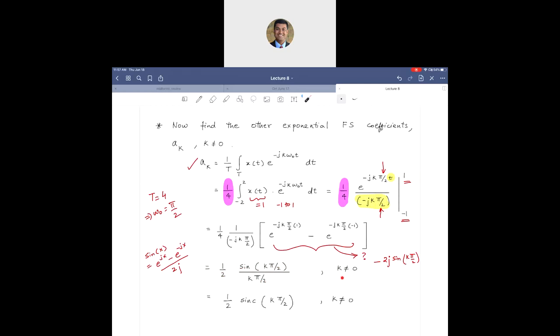Now I hope at this point you see why we are stressing about k equal to 0 and k not equal to 0. If you plug in k equals 0 here, it will be 0 divided by 0 form, and you will have to use L'Hopital's rule, which is why we calculated a sub 0 separately and first. All right. Sine x divided by x, what is that? Half times sinc x.